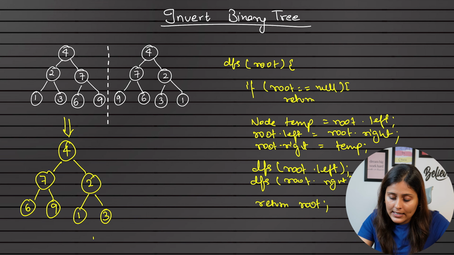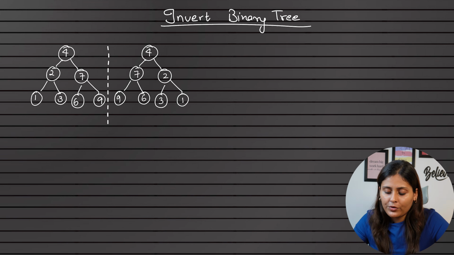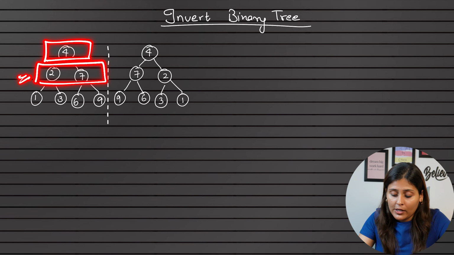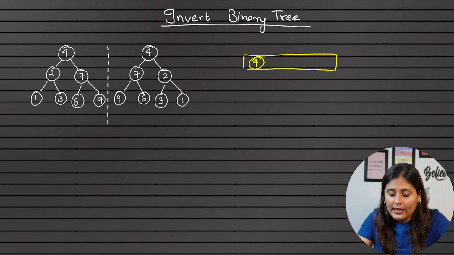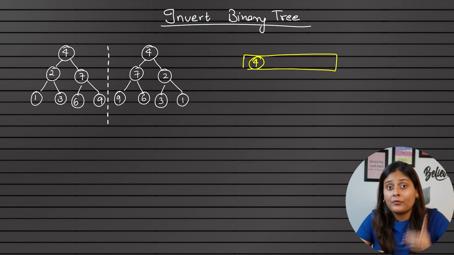Now the task is how to do it using the breadth first search approach. So what do you think? In BFS, what are we going to do? Definitely we have to save all the nodes as per the levels. So in the queue data structure, first we will have 4, correct? Now what do you want to do with 4? We don't want to do anything with 4, but we want to swap 4's left and right children.